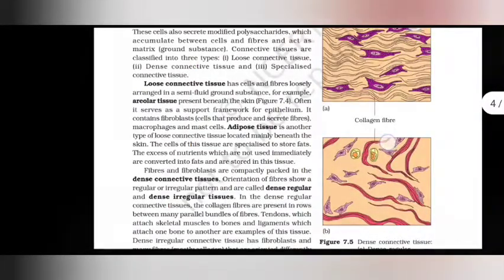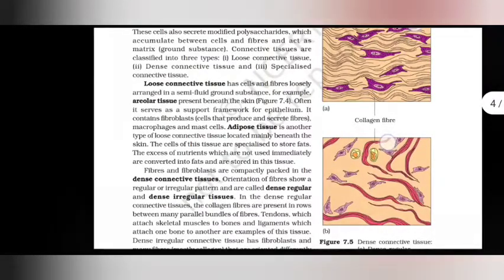The second type of connective tissues are dense connective tissues. These dense connective tissues have compactly arranged fibers. So the main types of cells present in their matrix are fibroblasts, which produce different types of fibers. And these fibers may be compactly arranged in regular orientation, or they may be irregularly present. So based on their orientation, these dense connective tissues may be dense regular connective tissues or dense irregular connective tissues.